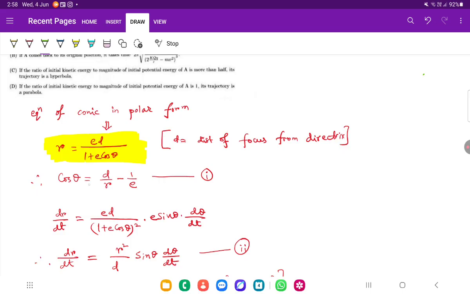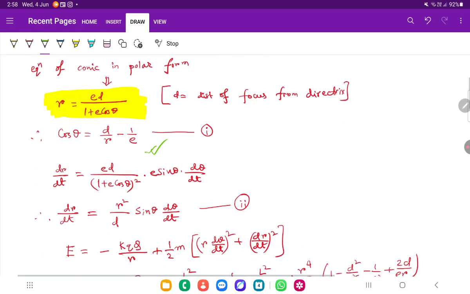just rearranging the terms, we'll get cos theta equals d by r minus 1 upon e. And now we'll differentiate this equation, both sides, with respect to time, because later on we will require the dr dt value. So differentiating just using the chain rule, I'm not explaining the differentiation, I guess it's not required as well. So for dr by dt we'll get ed upon (1 plus e cos theta) whole square into e sin theta, and the d theta dt term will be there as we are differentiating with respect to time.